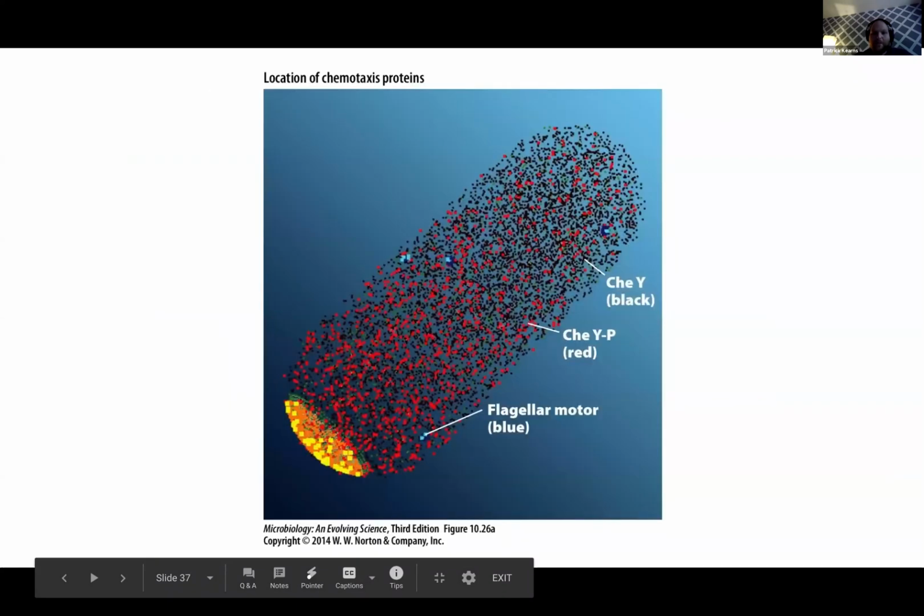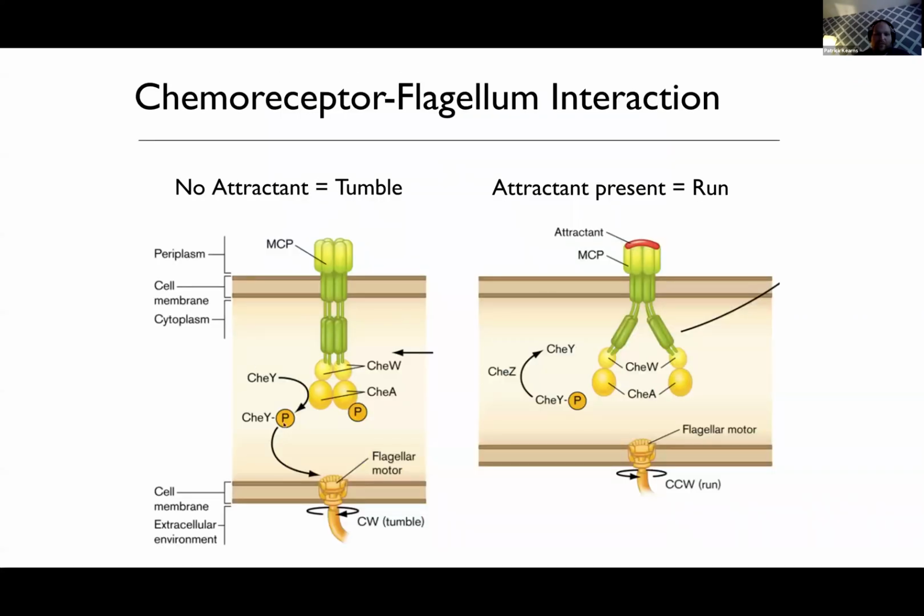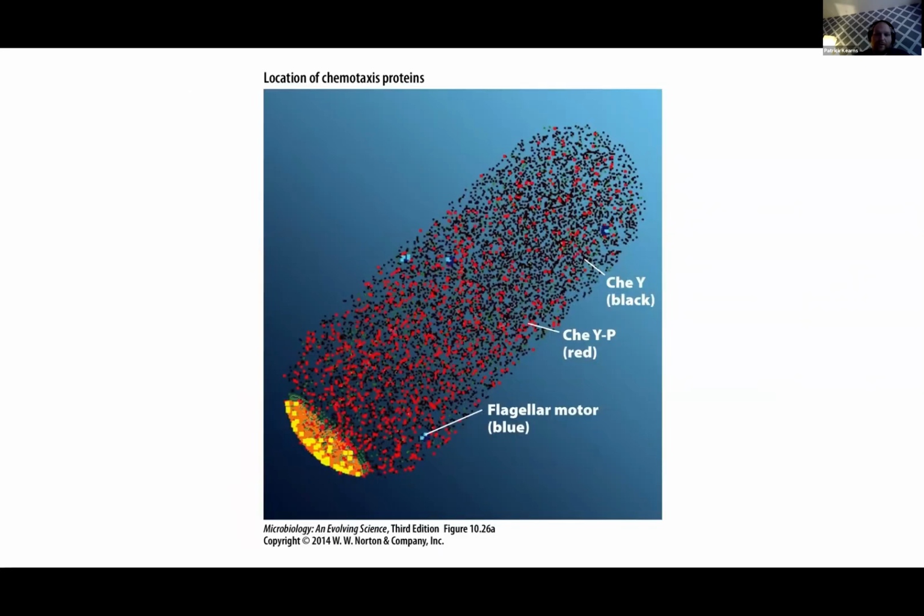Now, we can actually look at our chemotaxis proteins, so our CheY and CheY phosphorylated. So remember, CheY is involved in the receptors, involved in the response to an attractant, and we have blue, which are flagellar motor proteins, and we have CheY unphosphorylated in black. And you can see these are located all over the cell.